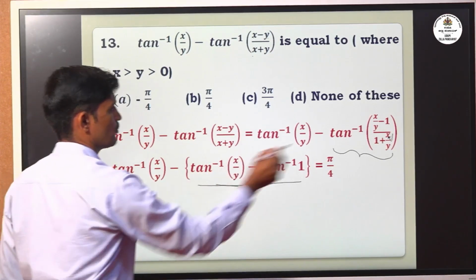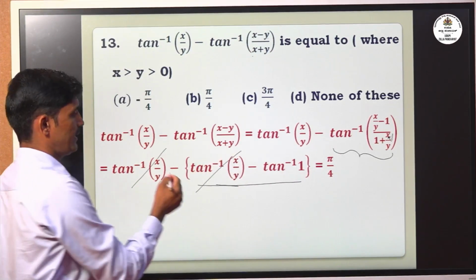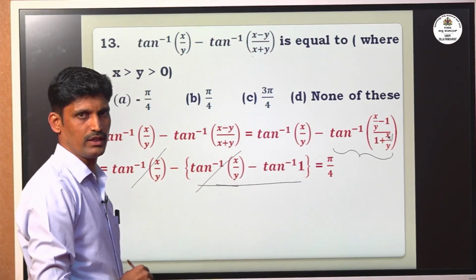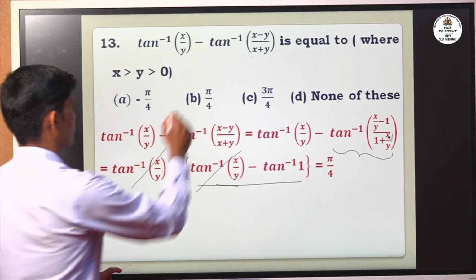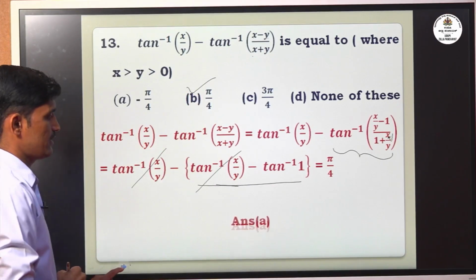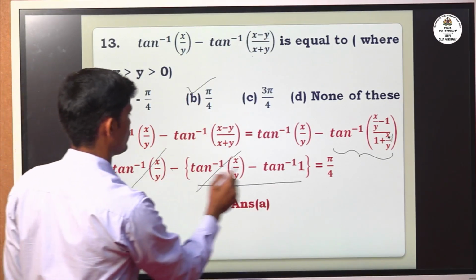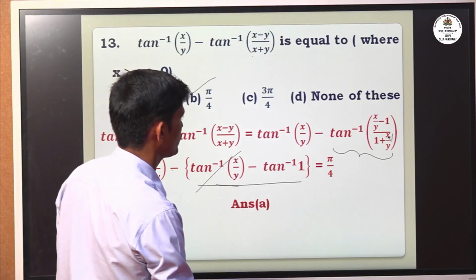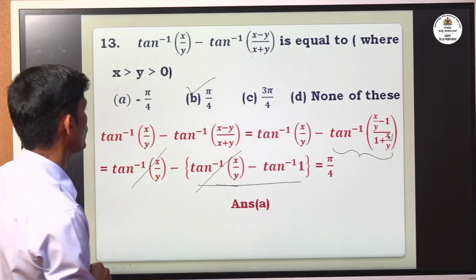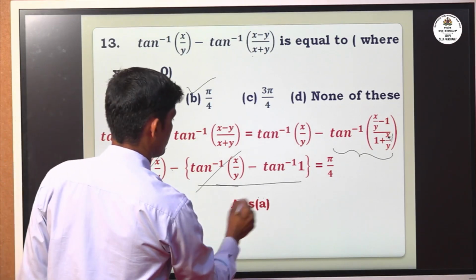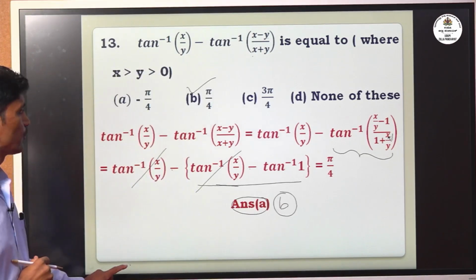So it is tan inverse of x by y minus tan inverse of 1, and these two get subtracted, minus into minus is plus. Tan inverse 1 is pi by 4. So tan inverse of 1 is pi by 4. Sorry, pi by 4, minus into minus plus here. So this is the tan inverse of 1 that is equal to pi by 4. Answer B it is. Pi by 4.